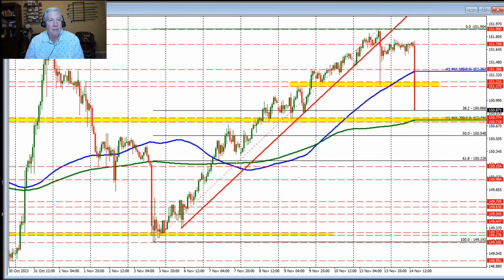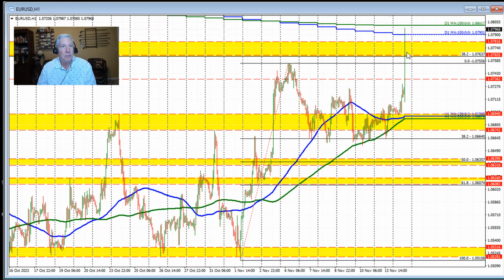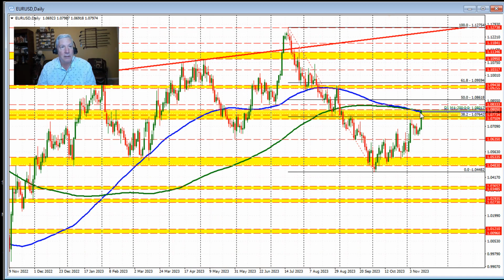And looking at the euro versus US dollar first, I'm going to take a look at the hourly chart here. As you can see, the price has surged to the upside. I'm going to take a look at the daily chart here. And what we've moved up to is to test the two daily moving averages, the 100-day moving average and the 200-day moving average. That's the blue and green lines in these charts. The 100 comes in at 1.0791. The 200 comes in at 1.0801. So about 10 pips separating those two moving averages.